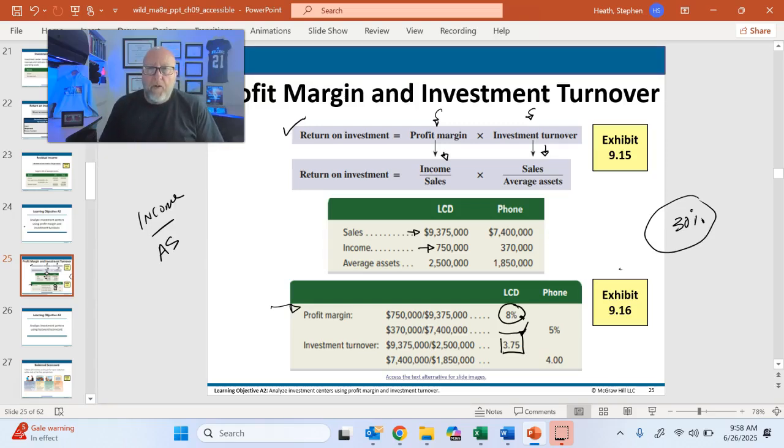So for the phone, our profit margin is 5% and our asset turnover is 4. And therefore, 4 times 5% is 20%. That is our ROI.